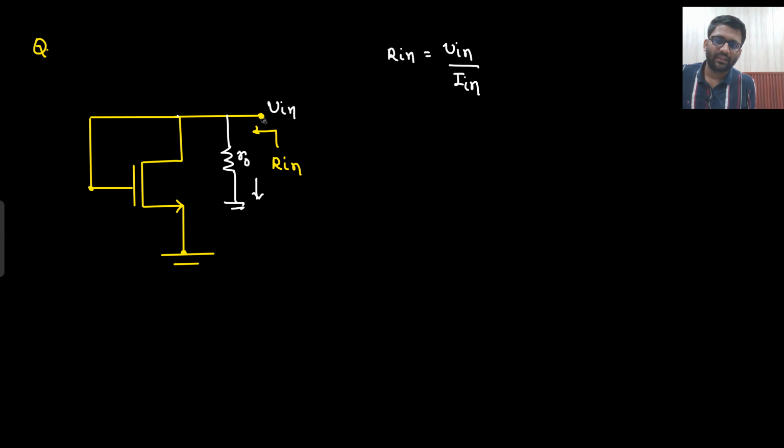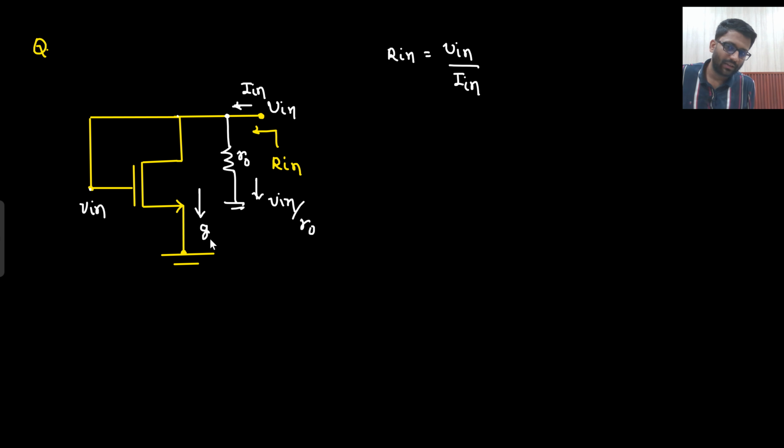And if I am marking the current here, this will be my I in. Are you getting this point? So this I in is from drain to ground, where there is R naught. How much current is flowing in this R naught? That is V in by R naught. And if this node is V in, then this node will also be V in, because this V in will travel here. So how much current will be flowing into the MOS?